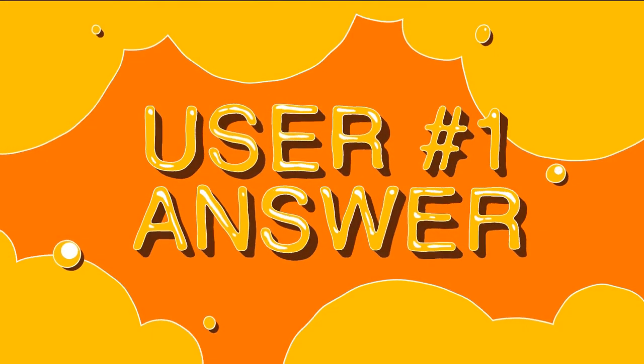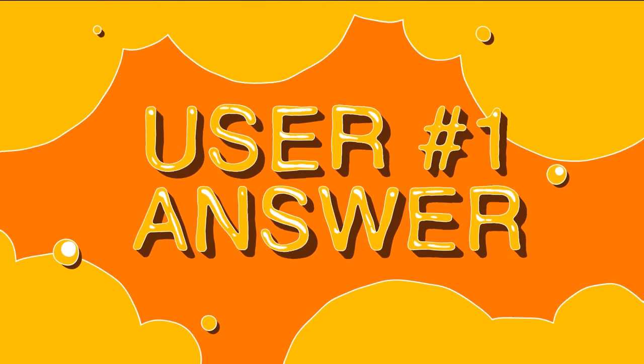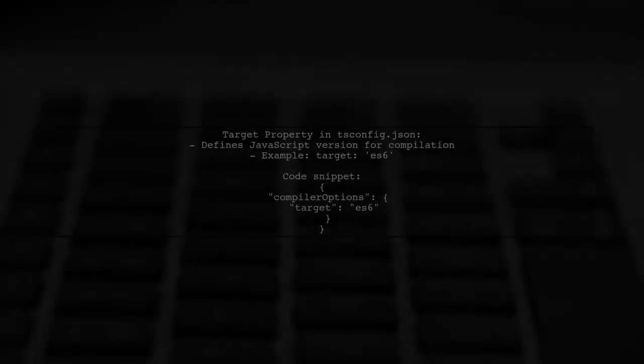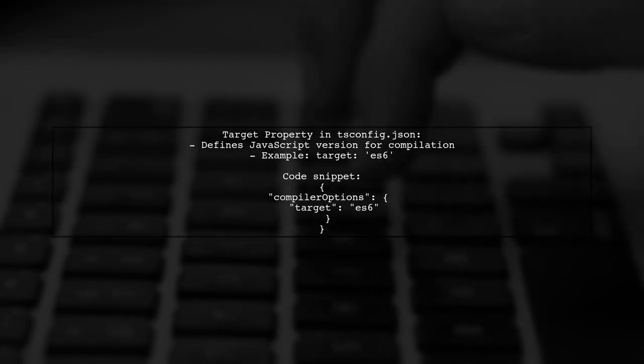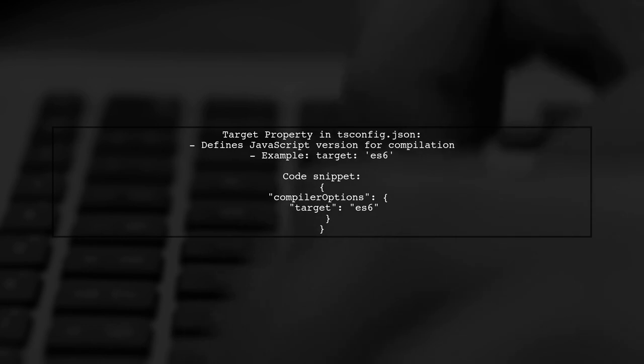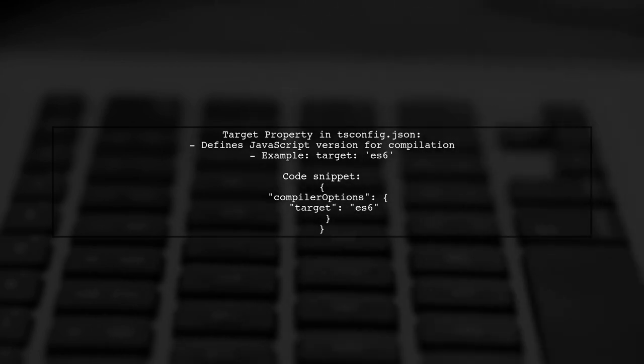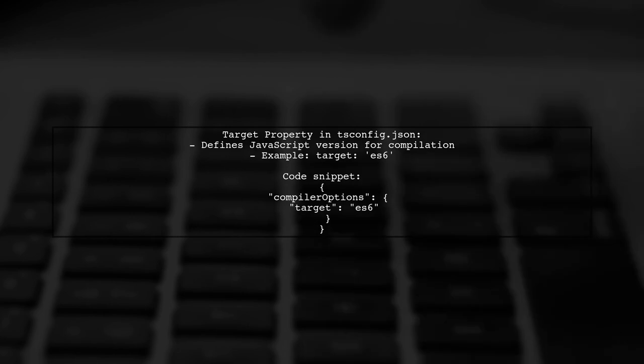Let's now look at a user-suggested answer. The target property in tsconfig.json specifies the version of JavaScript that TypeScript will compile to. For example, setting it to ES6 means your TypeScript code will be transpiled into ES6 JavaScript.